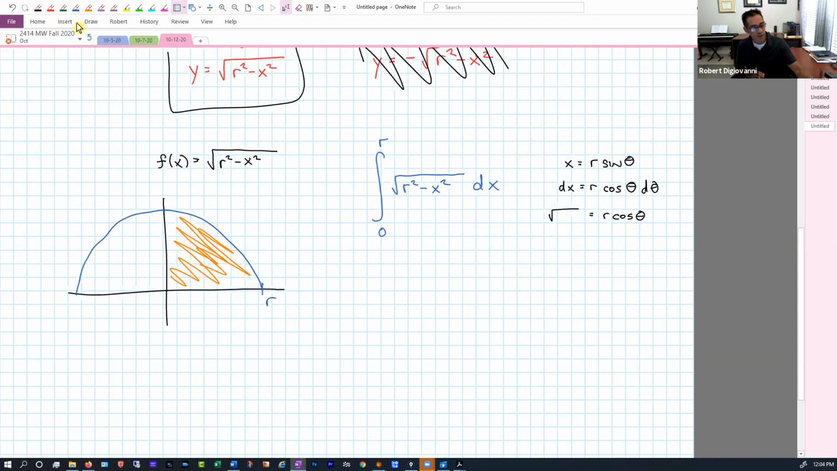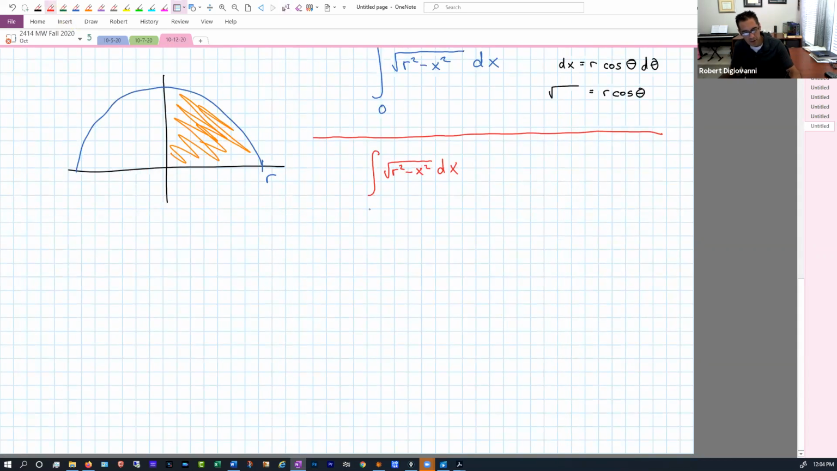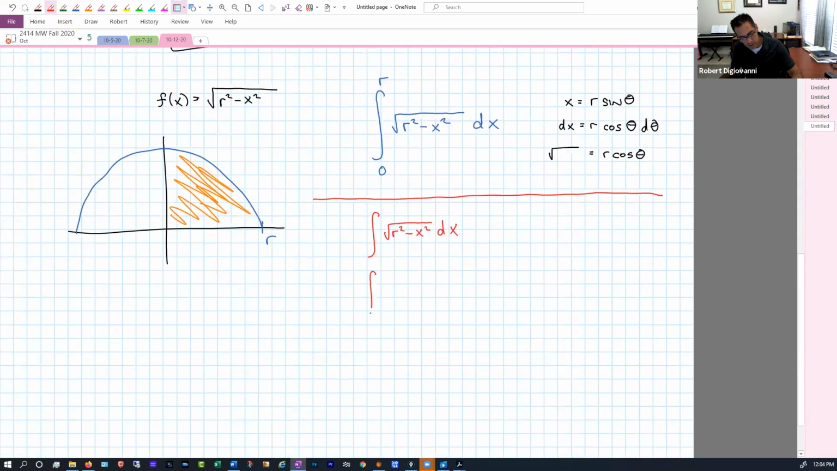So now I'm going to redo this. Now, notice what I'm going to do. I'm not going to do the definite integral. I'm going to do the indefinite integral first. I'm going to go through all the work first here, get the antiderivative, then I'll come back and plug in my two endpoints. So when I rewrite this integral, the square root turns into r cosine theta, the dx turns into r cosine theta d theta. Both those r's multiply together to get me r squared. I can pull that out of the integral because it's a constant, and inside I have cosine squared theta.